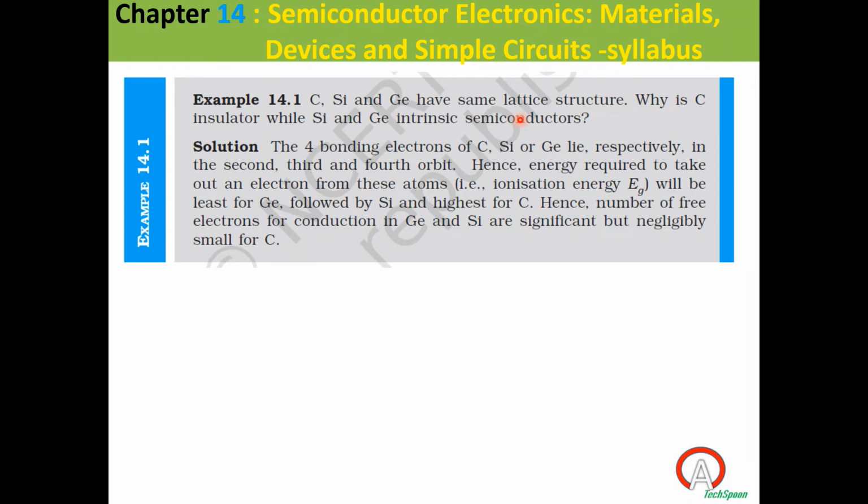Carbon does not have vacant d orbitals for electrons to get excited. That's not the correct answer. Think. Where are the electrons, how many orbits are there? In the case of carbon, 2, 4, right? So the valence electrons are in the second orbit in the case of carbon.